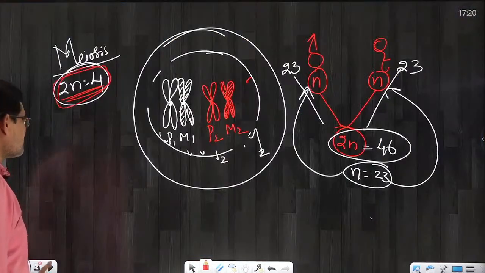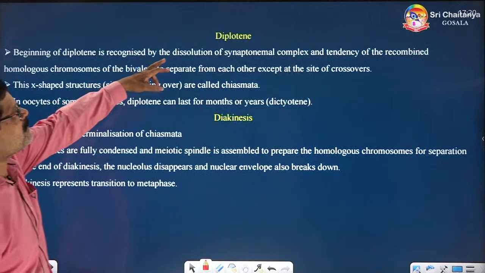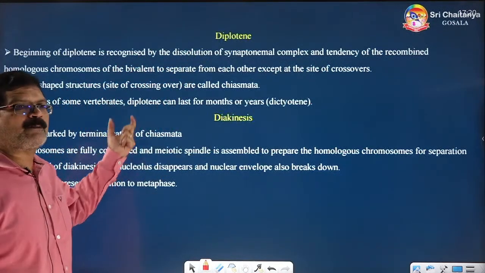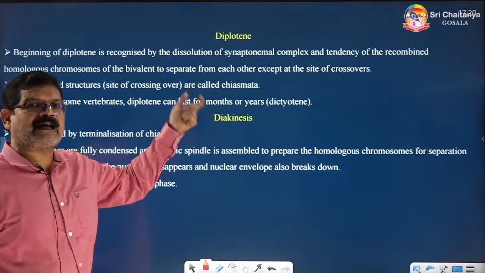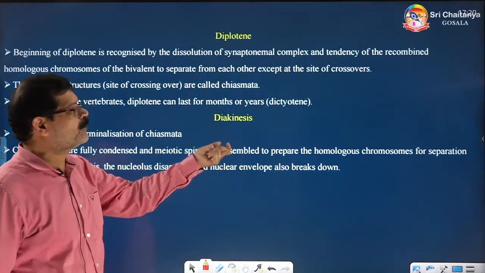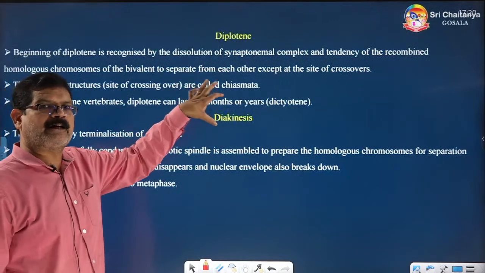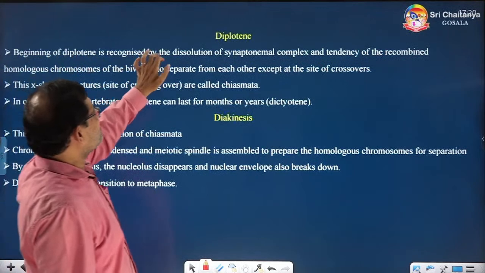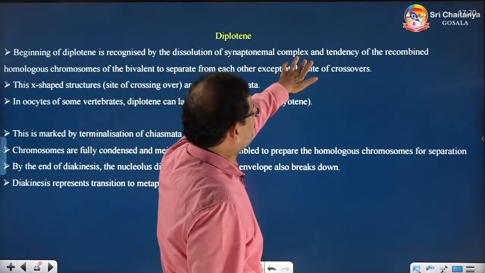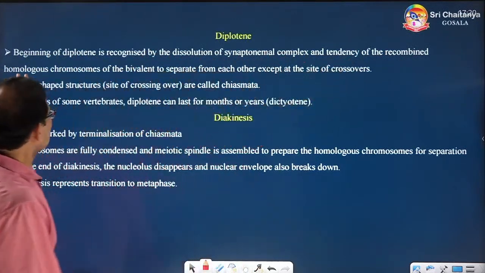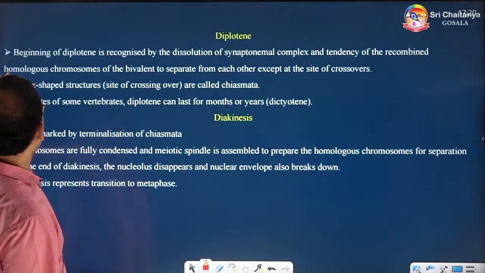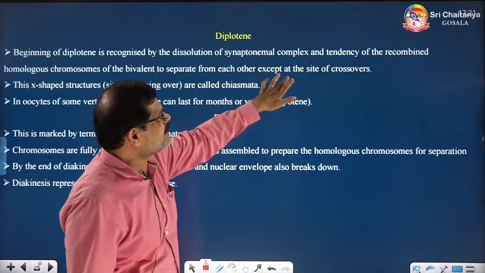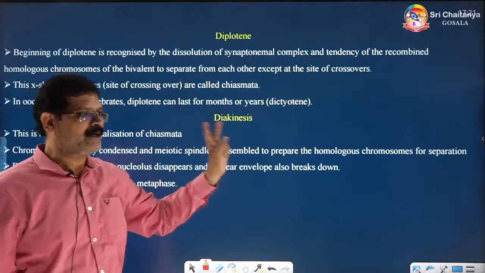Next to the pachytene stage, we come to the next stage, which is called the diplotene stage. In the diplotene stage, what happens? This is all point-wise and stepwise with a diagrammatic representation to be shown. It is a little bit of a difficult part. The beginning of diplotene is recognized by the dissolution of the synaptonemal complex and the tendency of the recombined homologous chromosomes of the bivalent to separate from each other except at the sites of crossing over.